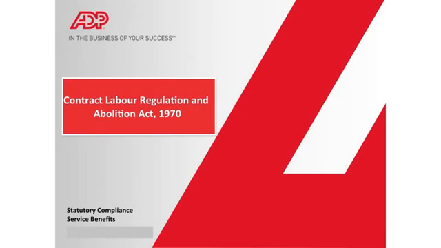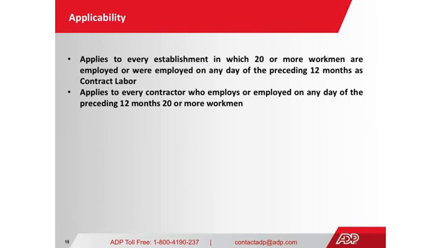The next is the Contract Labour Regulation and Abolition Act. This act applies to any establishment wherein 20 or more workmen were employed on any day in the preceding 12 months. On having 20 or more contract employees under a single contractor or multiple contractors, the principal employer has to register under this act. Any single contractor having 20 or more contract workmen under his contract for a particular principal employer has to obtain a contract labour license under this act.